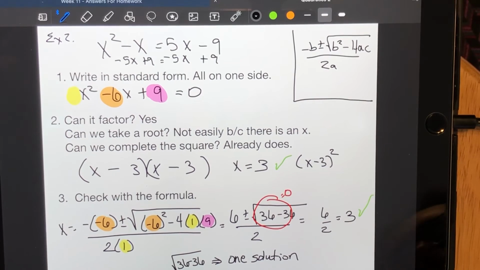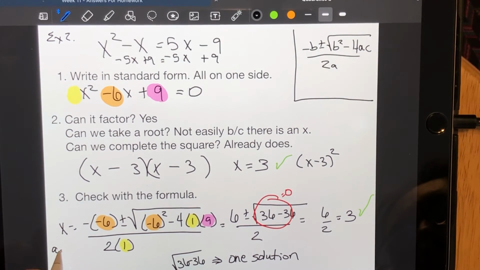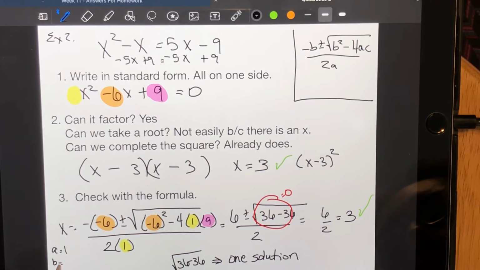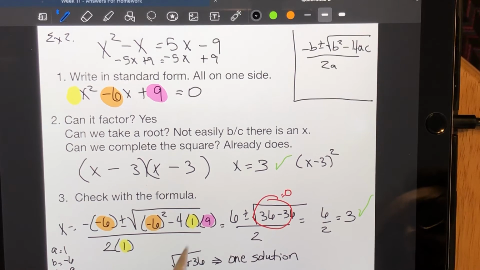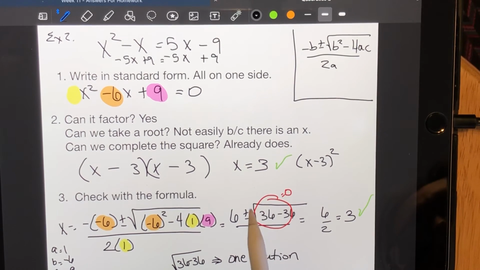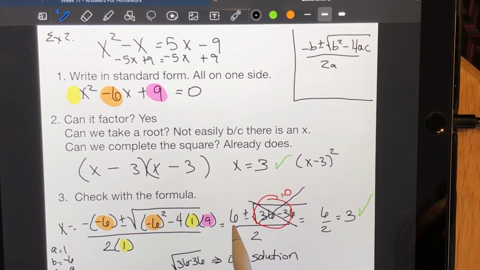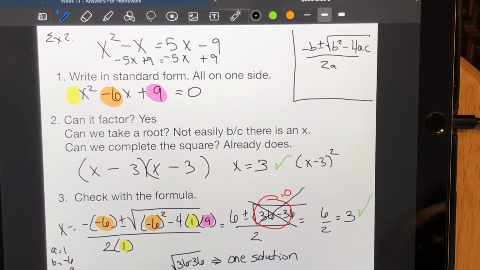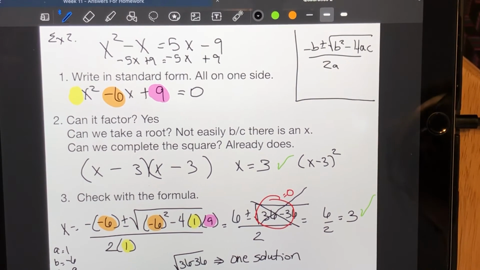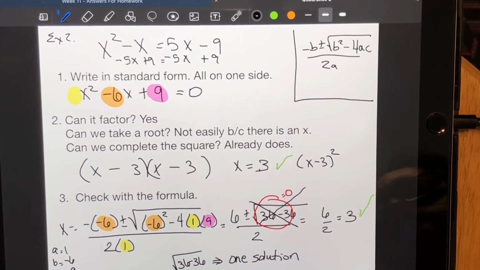So let's just check it. My A value is 1, my B value is -6, and my C value is 9. So we're going to plug all of our numbers into our equation. And underneath the radical, the discriminant, we get 36 minus 36, which equals 0. So it erased my entire radical, and I was simply left with 6 divided by 2, which gave me 3. So I proved with the quadratic formula that my original answer was correct.